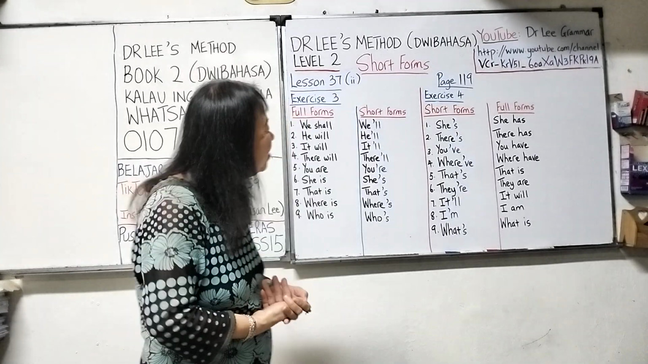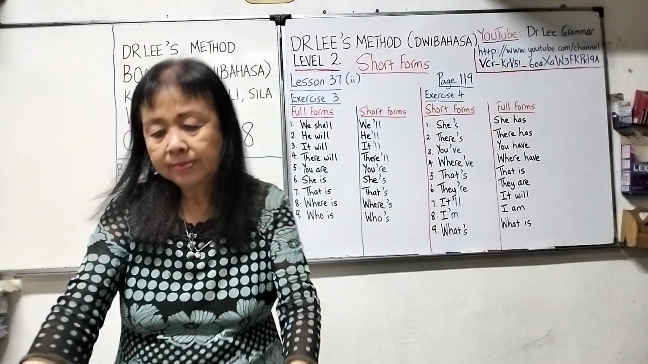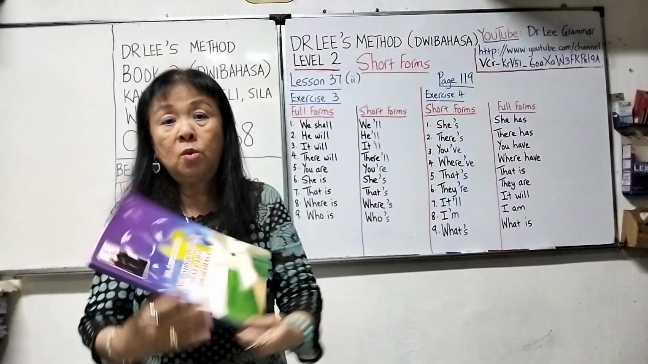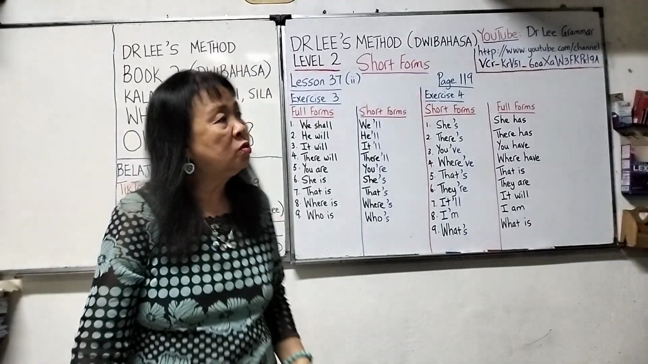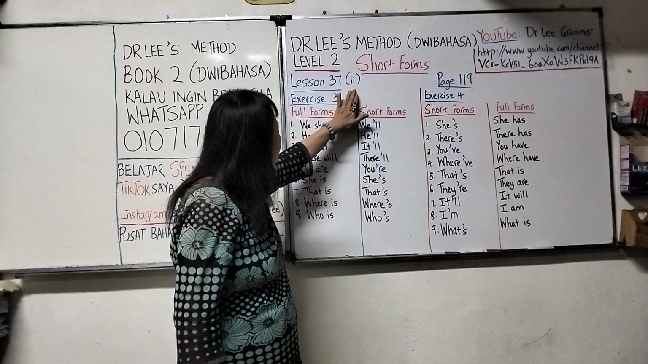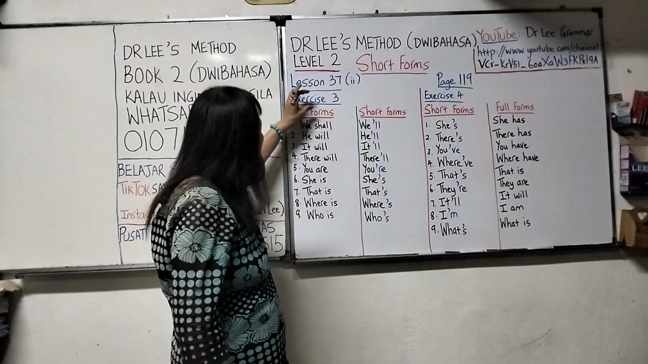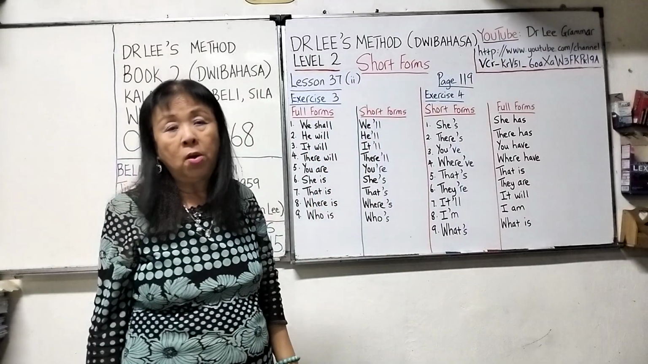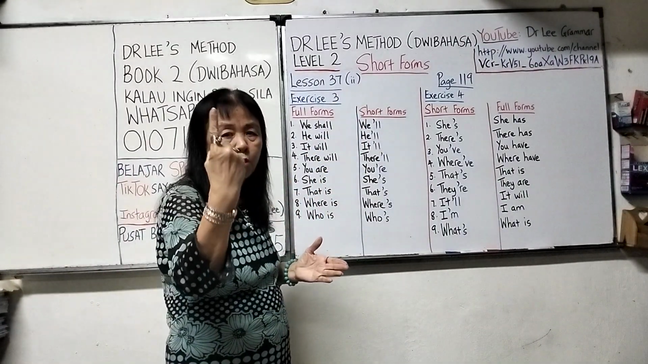Yes. Alright, if you have your book, please go to page... This is the one. If you have this book, please go to page 119, lesson 37. We are at the second video. This topic is called short forms. We are now going to do exercise 3, exercise 4. Short forms is the shorter version, where 2 words become 1 word.